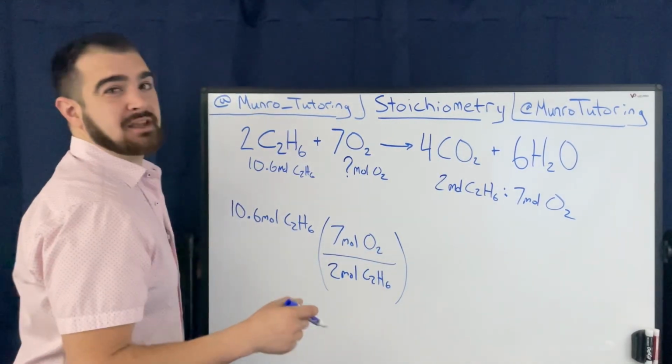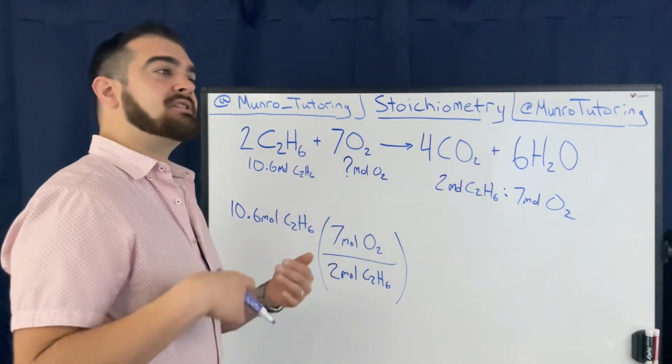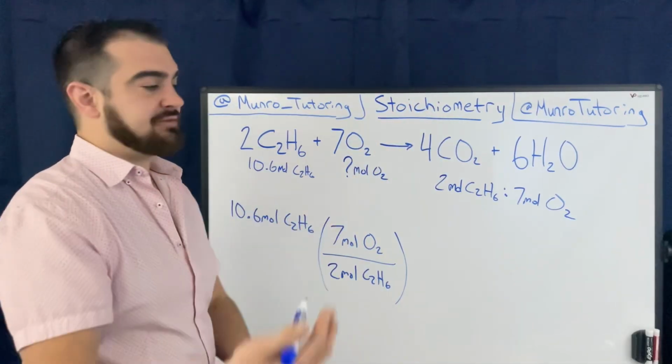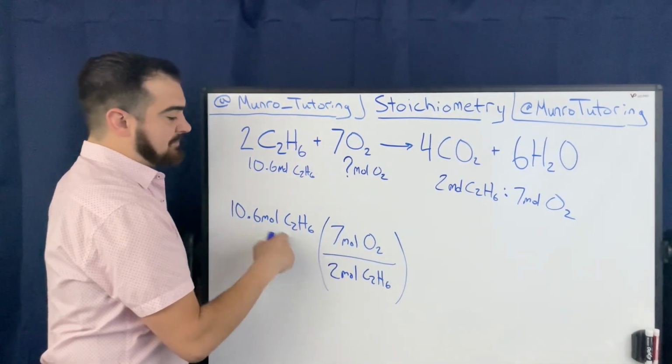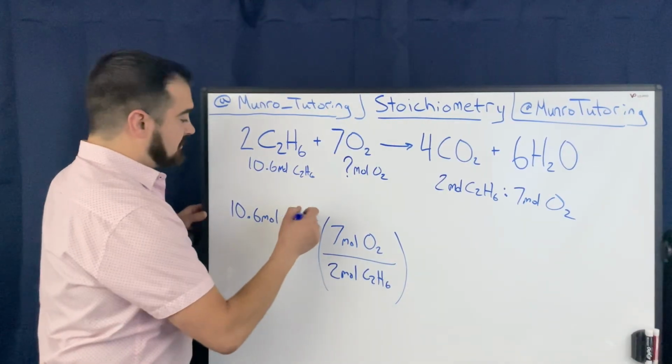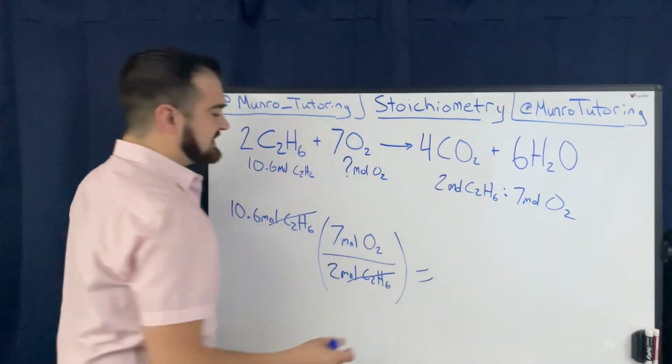And I used to say this thing, want over have. Like, what goes into your conversion factor? It's the substance that you want over the one that you have, which is just another way of saying make sure you cancel out your units, right? Units in the top, units in the bottom, that cancels. So moles of ethane cancel moles of ethane. And now let's see what we get.